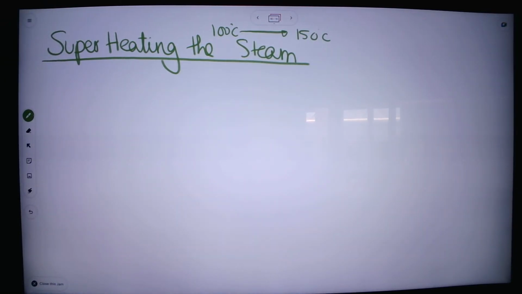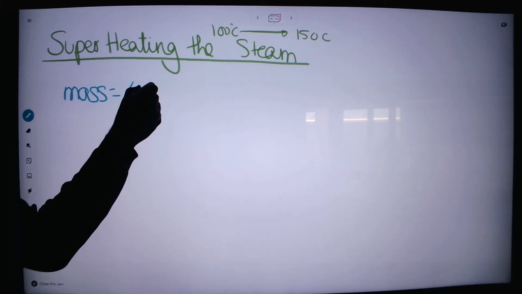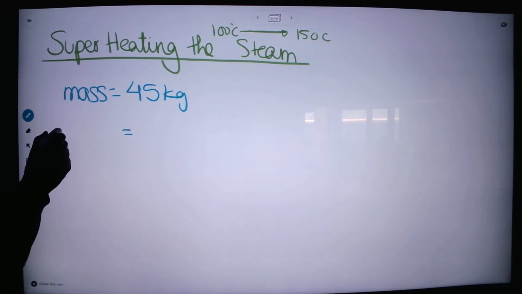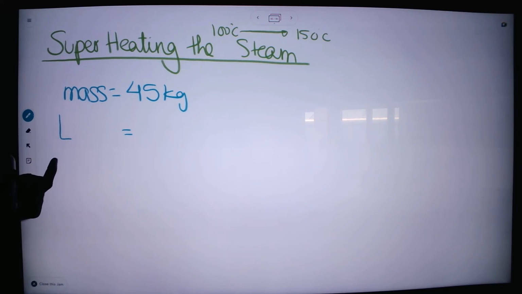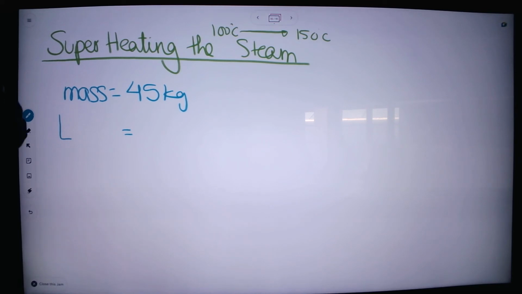So now what is the steam? We assume it's the same mass, so the mass of the steam is still 45 kilograms, because I converted all 45 of the water into steam. I have the latent heat of evaporation, but now it's not condensing and I can't do fusion. So I need the specific heat capacity of the steam.